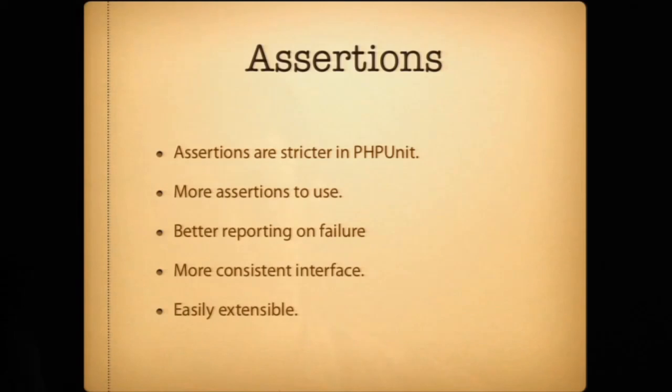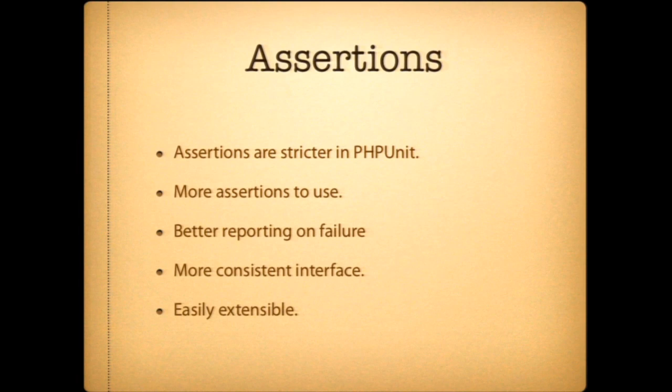So assertions are much stricter in PHPUnit. In SimpleTest, pretty much all of the assertions are loose equality. In PHPUnit, all of the assertions are strict equality, except for a few of them. There's more varying types of assertions that give you a lot more useful pieces. You get better reporting on failure. Instead of failures just saying it failed, you get diff reports, which we'll see in a bit.